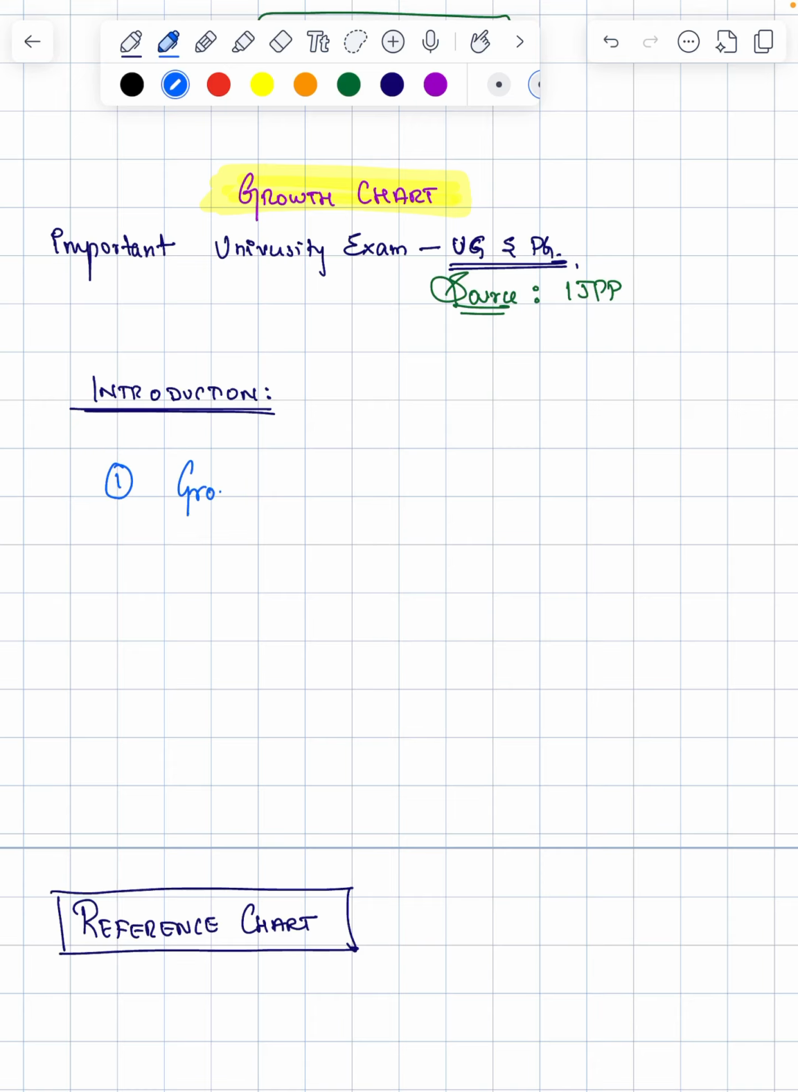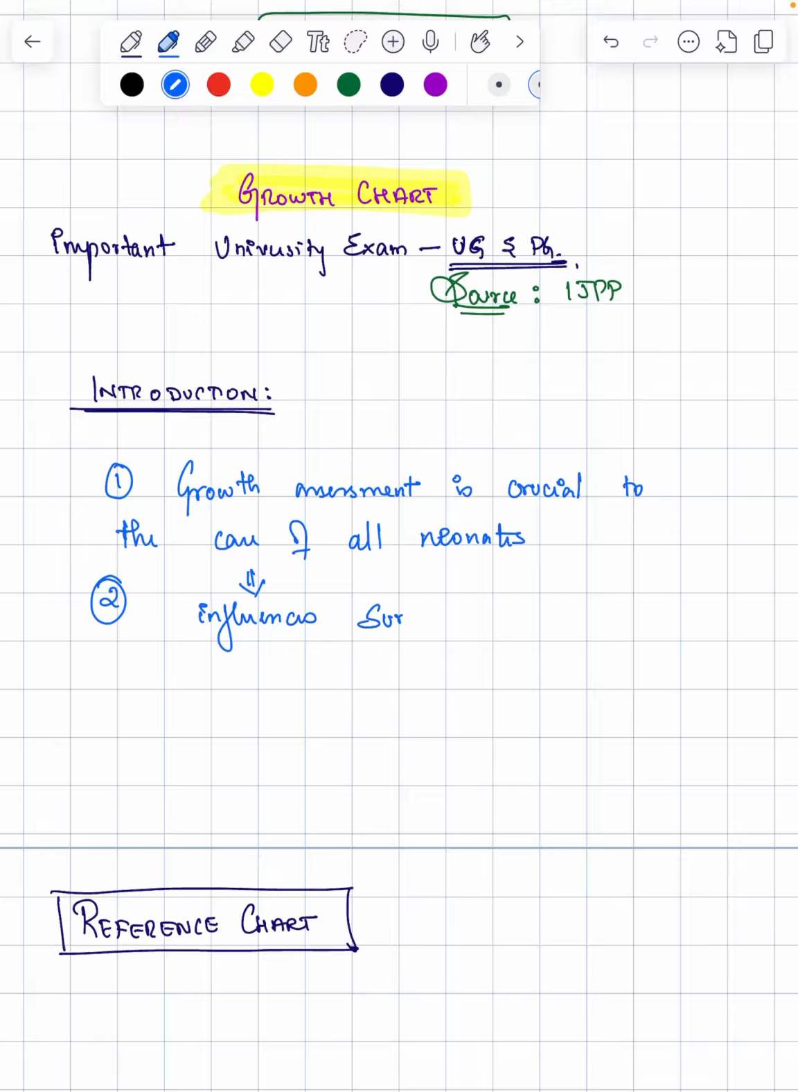So your growth assessment is crucial to the care of all neonates. Second, why? Because it influences the survival of the child, its neurodevelopment and the metabolic outcomes. Right? Yes.